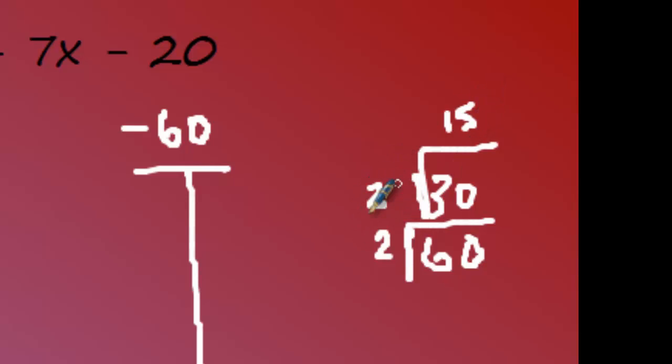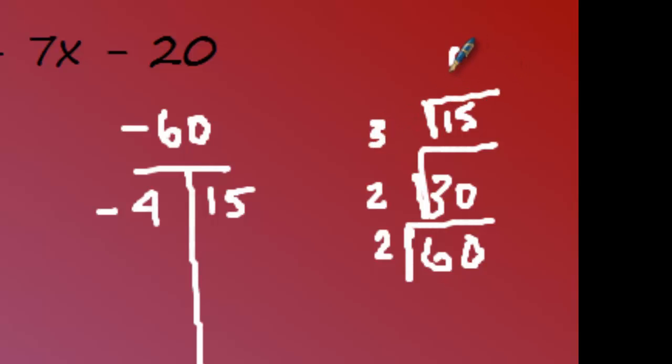So what do I have? 2 times 2, so I have 4 times 15. So 4 and 15, one would have to be negative, one positive. Can I make those add up to 7? No, those don't work. So let me do this.